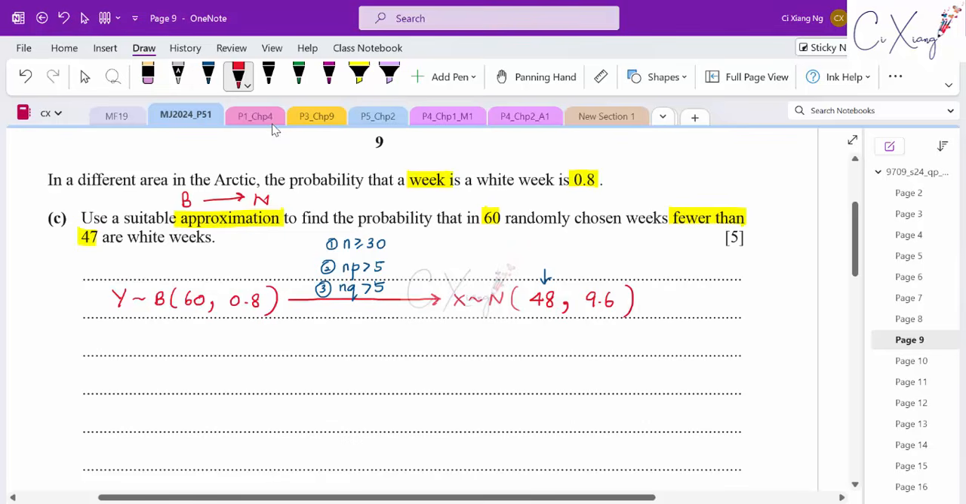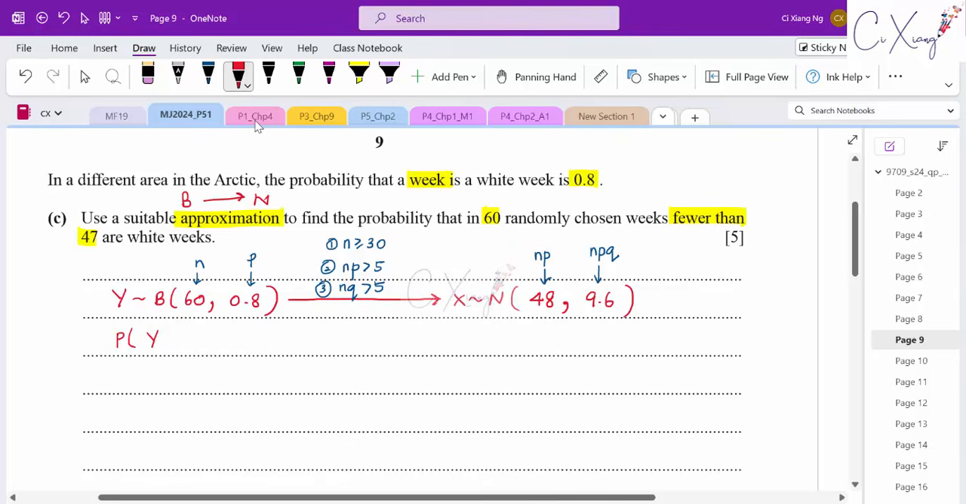Okay, a small reminder here. If you want to get the mean, it should be n times p. If you want to get the variance, it will be npq. So what's the value for n? This one. And what's the value for p? This one. Right, then after that you start the calculation for probability.